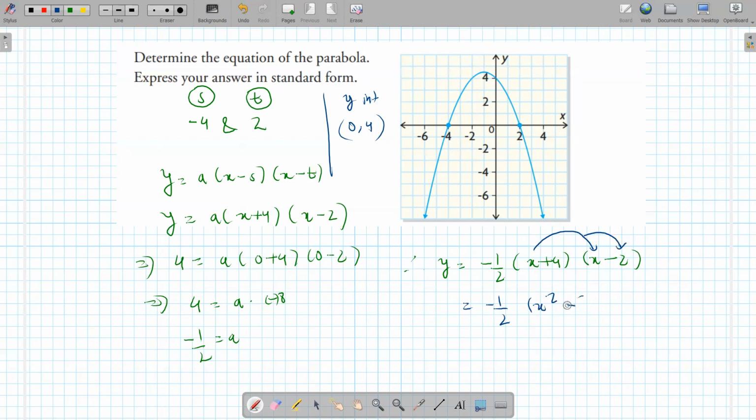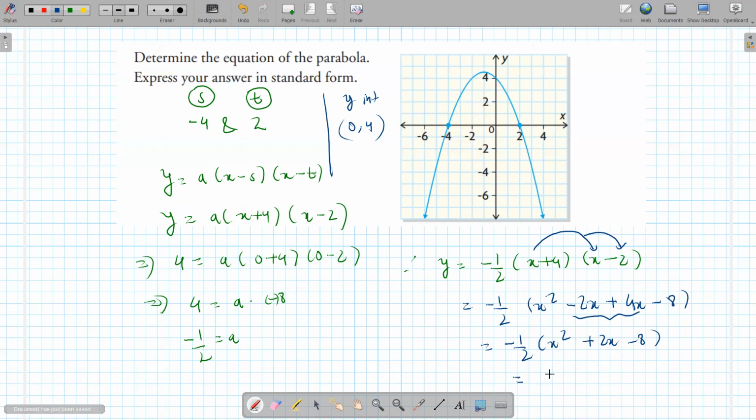Negative 2x. What's the third term? 4x. What's the last term? Negative 8. Yeah. And then you clean it up. What's negative 2x plus 4x? 2x, right? Minus 8. And then finally throw the negative 1 in there.